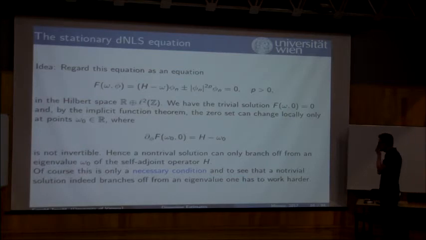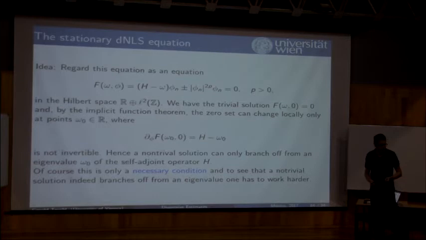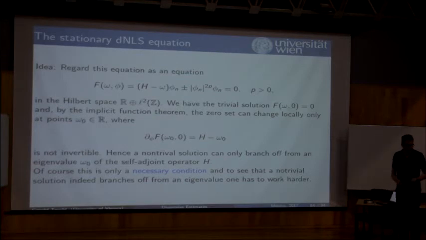Okay, so this is, you're right, it's not really a fully mathematical statement, but at an eigenvalue, it's possible that a non-trivial solution branches off from the trivial one. And the important thing is, of course, this is just a necessary condition. So for the sufficient condition, we will need to work much, much harder. But of course, this is our aim, to get a sufficient condition on this.